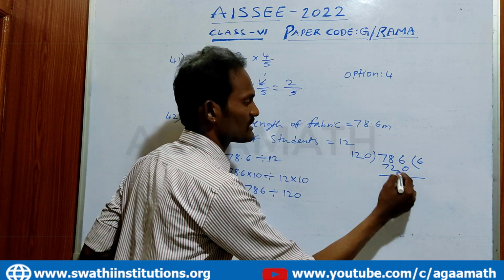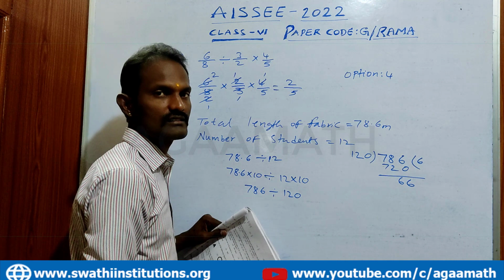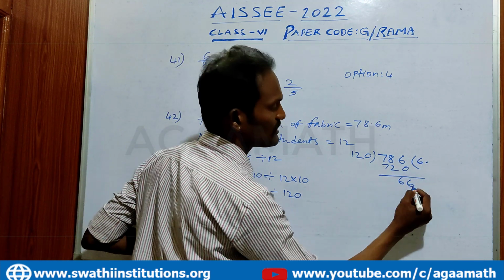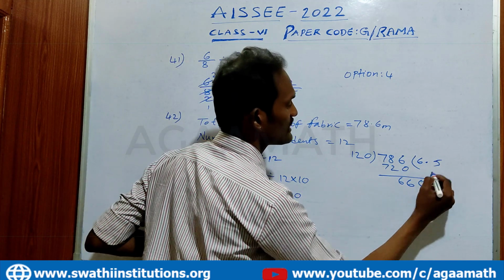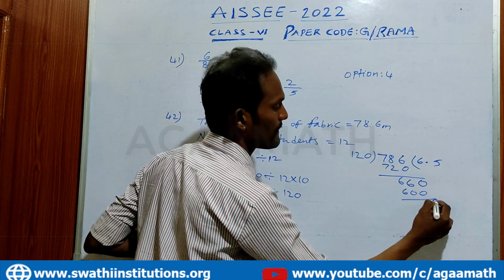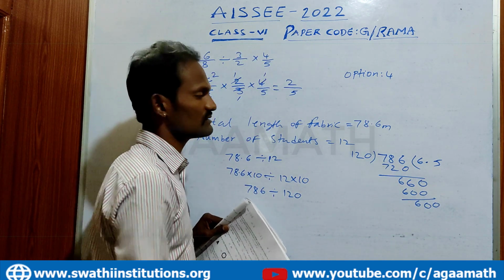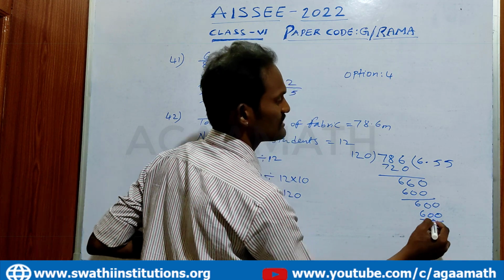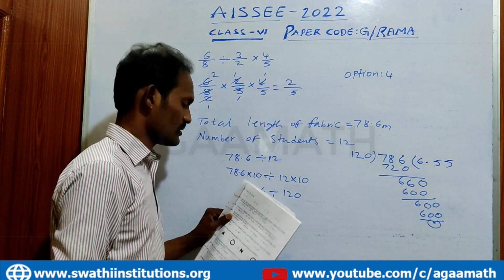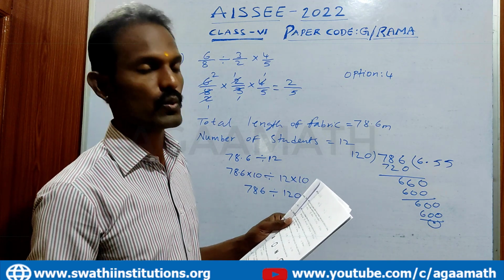So 6 remains and 8 minus 2 is 6. There is no other digit to be taken. In this case, I just put a point in the quotient and take a 0. So 125 times, that is 600. Again 6, so again I can take a 0 here. Like 125 times, that is 600. So the remainder is 0. So the question is about how much fabric would be used to make one uniform.